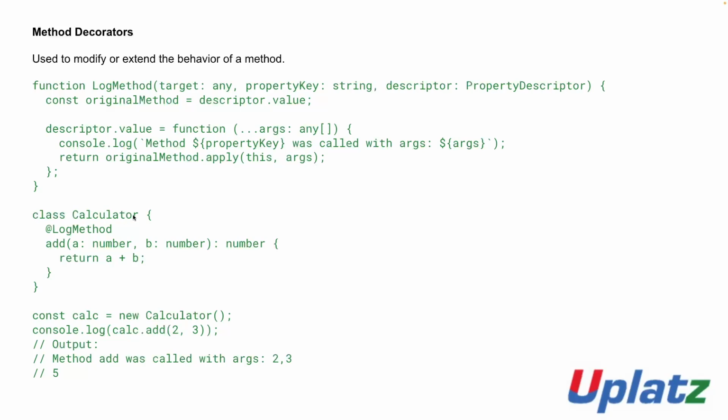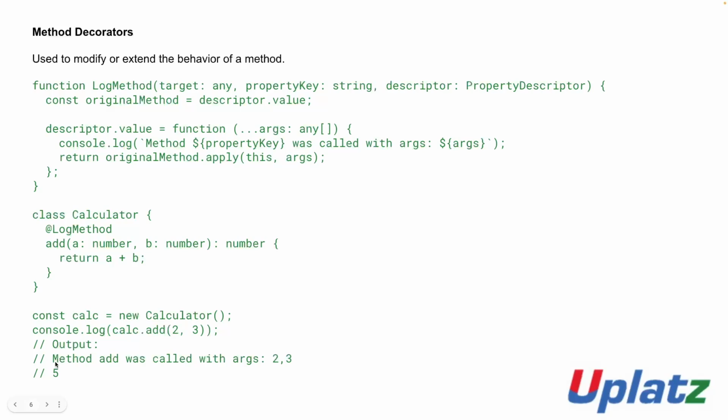Class Calculator, at logMethod here. add, a of type number, b of type number, returns also number. Then return a plus b. const calc = new Calculator, console.log calc.add 2, 3.